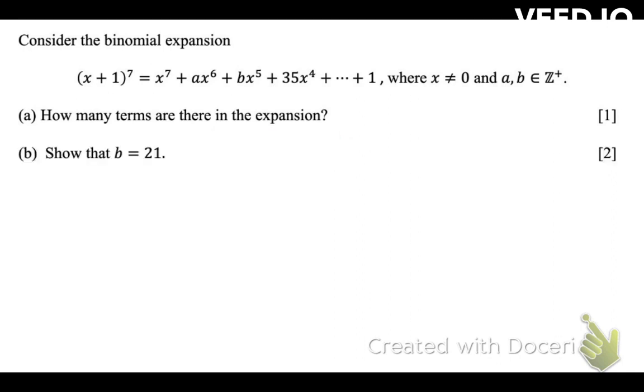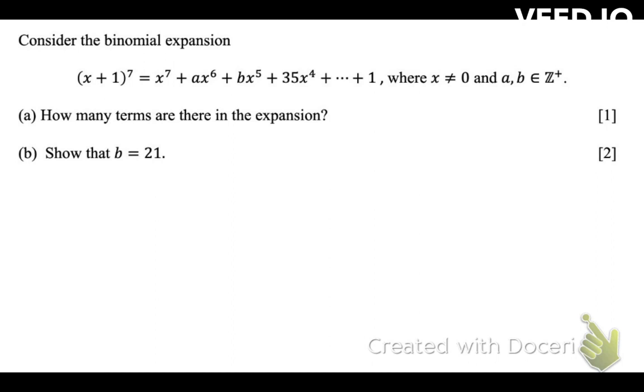We need to show that b is equal to 21. You'll notice that b appears in the third term of this binomial expansion. Now, whenever we have a show that question, which basically gives us the answer already, we have to show our work very, very clearly, and we often need many lines of work to demonstrate that we understand how to arrive at the answer. It is not enough to just say that b is equal to 21. We have to demonstrate that we understand why it is equal to 21.